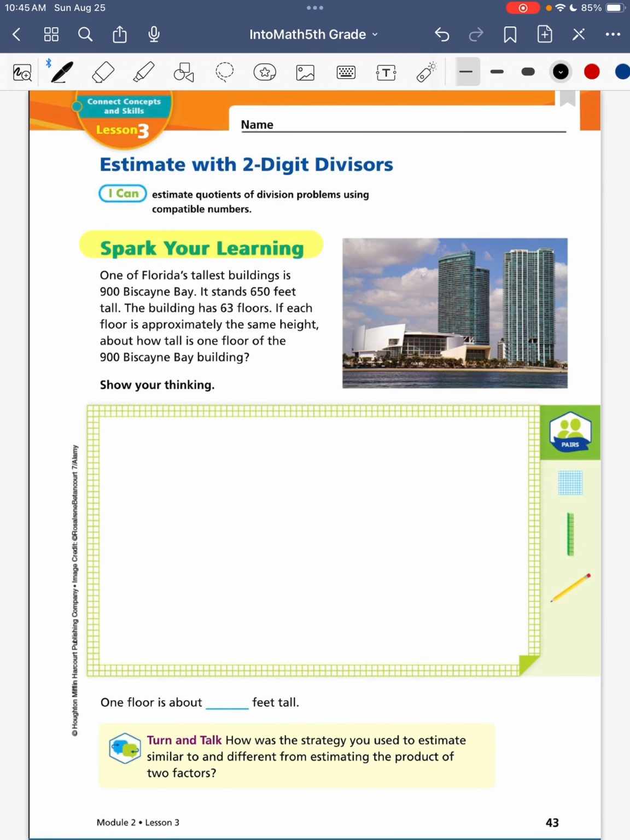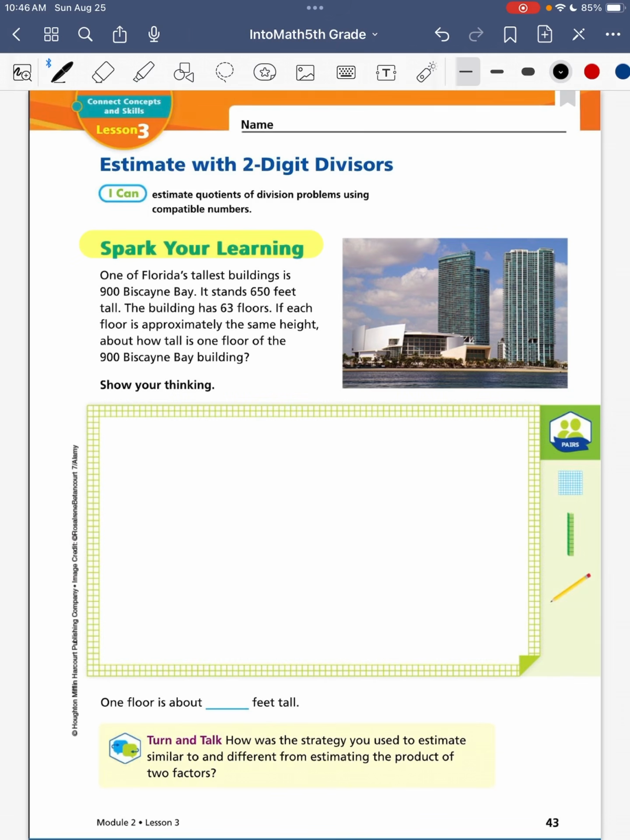Today we are working on Module 2, Lesson 3. These are pages 43 through 46 in your Unit 1, Module 1 through 9 workbooks. In this video, we will go through the Module 2, Lesson 3, spark your learning, build understanding, and step it out questions, and a few select questions from Check for Understanding and on your own. Feel free to skip around in the video to help working on the particular problems you may need help on. Today, in Lesson 3, we will estimate with two-digit divisors. Our objective, or our I can statement, is I can estimate quotients of division problems using compatible numbers.